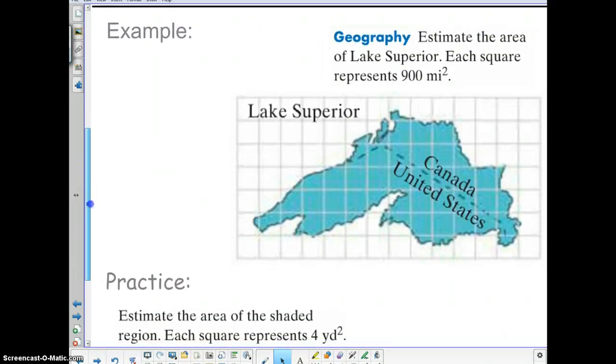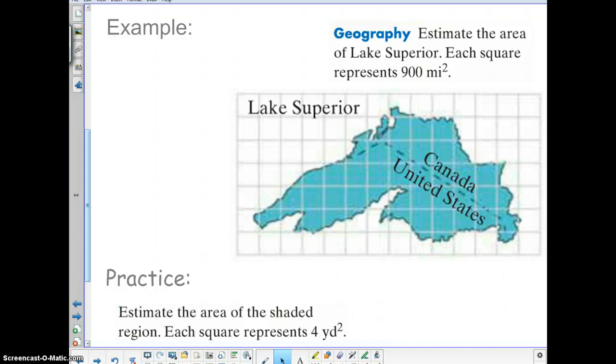And look in here, geography. All right. Estimate the area of Lake Superior. Each square represents 900 miles squared. Now this is where it gets a little tricky because this is a very irregular figure. All right. So what I always do is count up the squares that I know are fully shaded in.